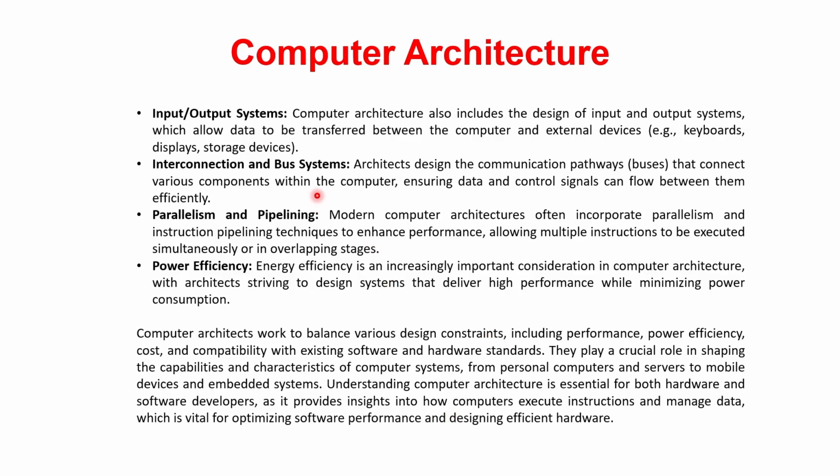Fifth part is the interconnection and the bus systems. So architects design the communication pathways called buses that connect various components within the computer. Of course, to make all these components function as one unit, there needs to be a connection. So these ensure data and control signals can flow efficiently between the CPU, memory, and I/O devices.